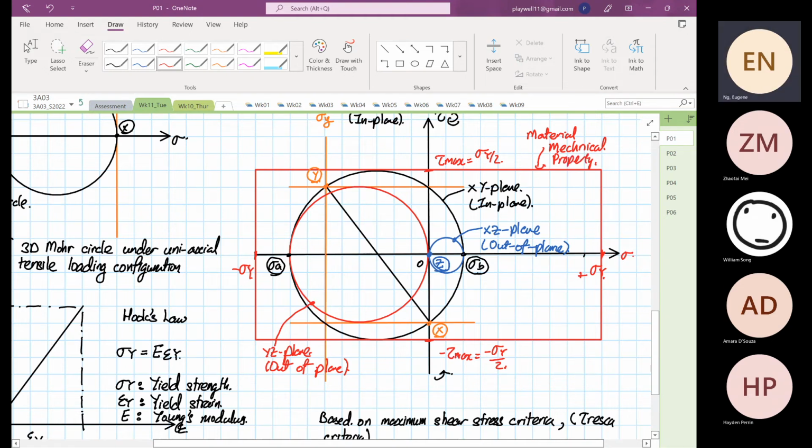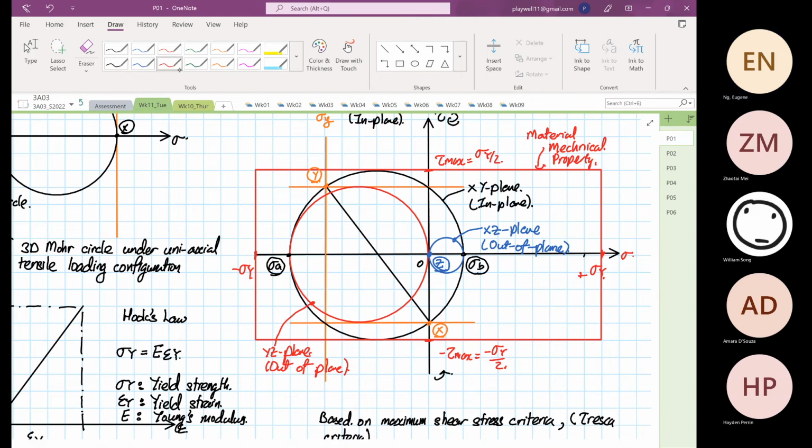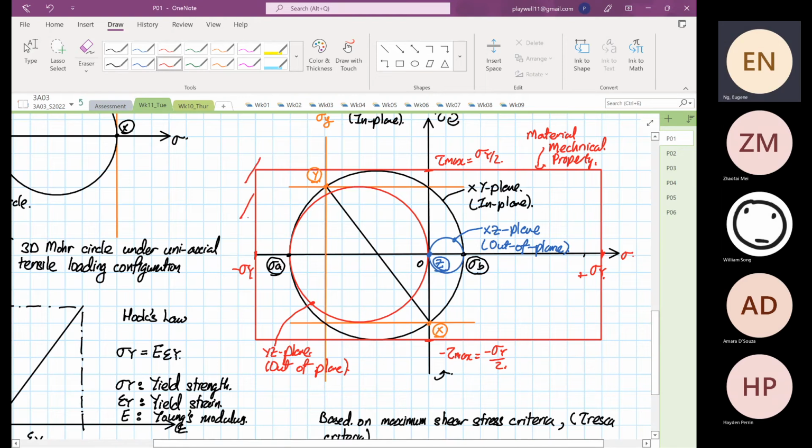Okay, and the 3D Mohr circle here. The 3D Mohr circle that you see inside there cannot be bigger. It cannot be in the shaded region. So this is the shaded region.